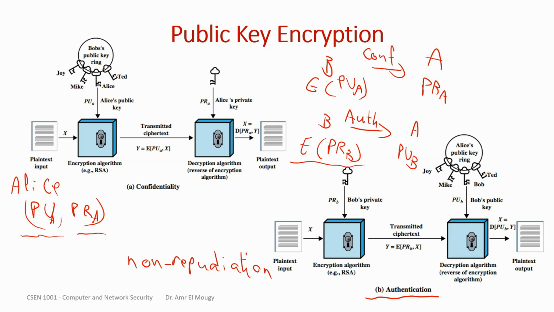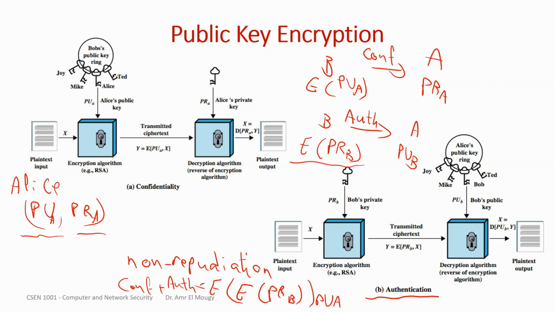Now, what if you want to have both confidentiality and authentication? The answer is that you actually have to do double encryption, meaning that first you generate a digital signature and encrypt the message with your own private key, the private key of Bob. And then you add an outer layer of encryption where you encrypt with the public key of the receiver, which is Alice in this case. So to achieve both confidentiality plus authentication, you have to do double encryption, where first you encrypt with your own private key, and then you encrypt again with the public key of the receiver.